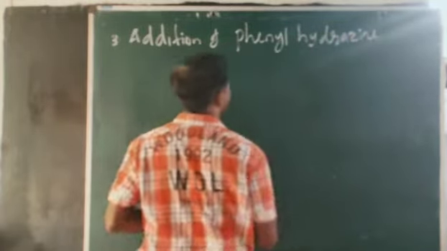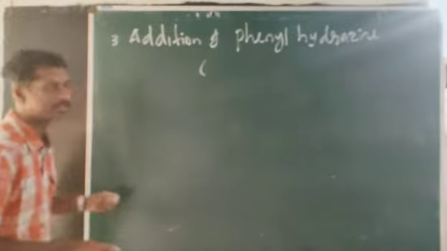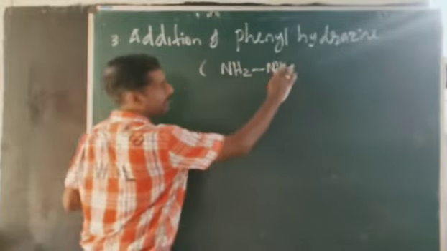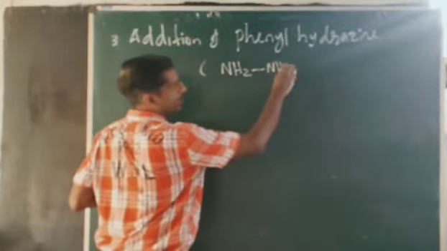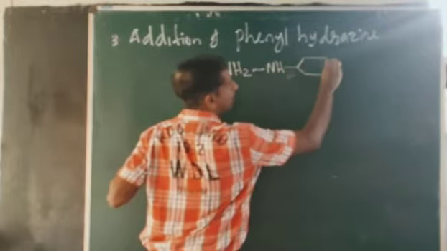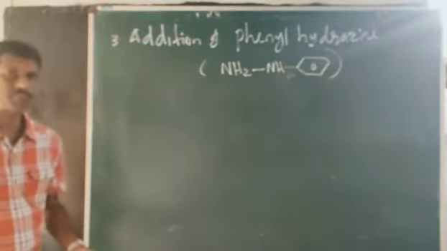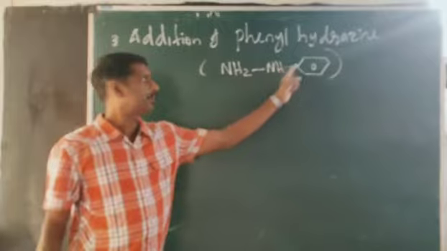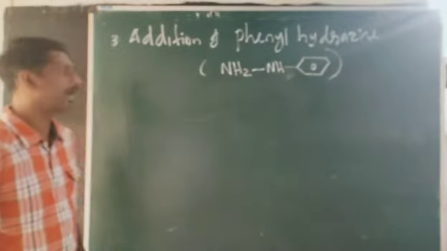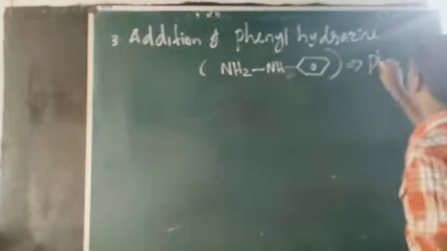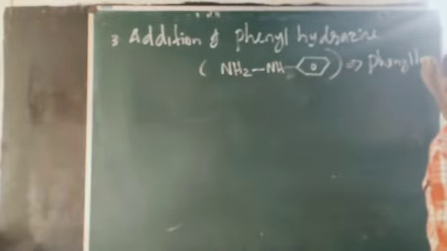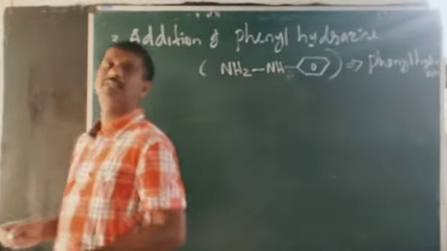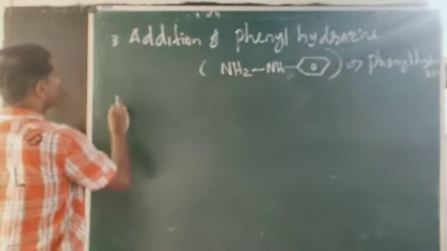What do you mean by phenyl hydrazine? How will you write phenyl hydrazine? Hydrazine is NH2-NH2. Phenyl hydrazine means one hydrogen atom is replaced by a phenyl group, by a benzene ring. That is known as phenyl hydrazine. Product name, phenyl hydrazone. If it is hydrazine, the product name is hydrazone. If it is phenyl hydrazine, the product name is phenyl hydrazone.